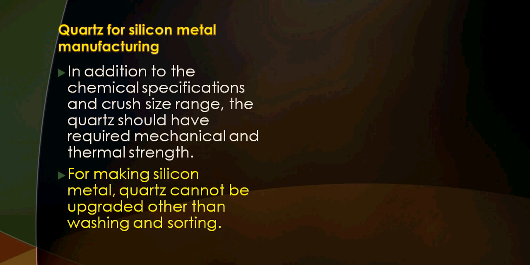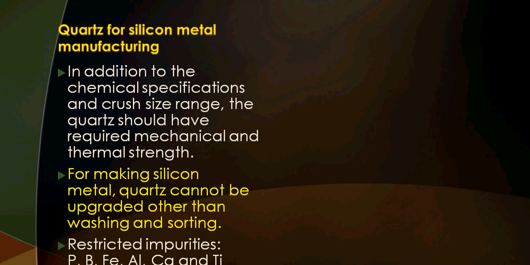For making silicon metal, quartz cannot be upgraded other than washing and sorting. I hope you understand that. For upgrading, we have to crush the quartz, and for making silicon, we cannot crush the quartz below a certain size limit. So what can we do? We can just wash it. We can do optical sorting or sensor based sorting or hand sorting.